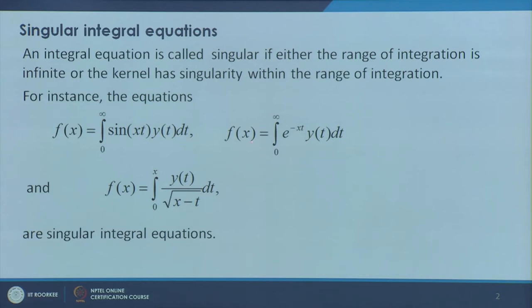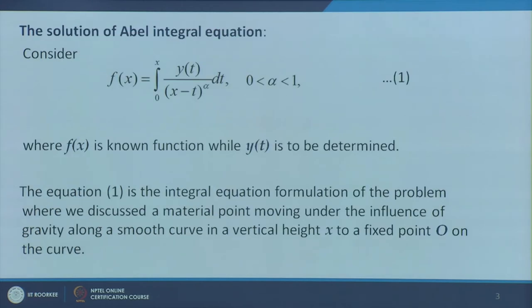And the second example is f(x) equal to integral 0 to infinity e to the power minus xt by t dt. So, here again the range of integration is infinite. So, it is a singular integral equation. And here you can see that although the limits of integration are not infinite, the kernel K(x,t) is 1 over square root of x minus t. So, it becomes infinite at t equal to x, and therefore, this is again a singular integral equation. We shall be seeing how we can solve such integral equations.